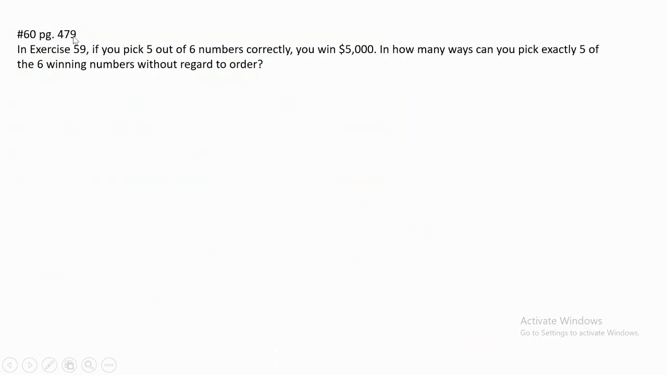This is number 60 from page 479. In exercise 59, if you pick 5 out of 6 numbers correctly, you win $5,000. How many ways can you pick exactly 5 out of 6 winning numbers without regards to order? Okay, so there's going to be a combination, right? Regards to order, combination. Okay, now, so this means here, guys, right? We're still playing the lottery. You have to pick 6 numbers, but if you get 5 out of the 6 numbers right, you win 5,000. So this is going to be a little bit more challenging.